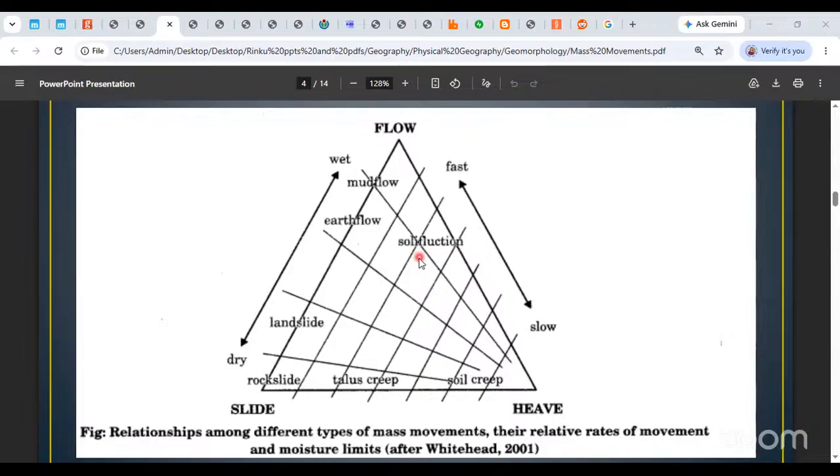That you will find that the soil जो होता है, it trickles along. Okay, it trickles down slope. थोड़ा सा trickle करता है down slope. That will be called solifluction. Okay, it is neither fast nor slow. That kind of a movement.